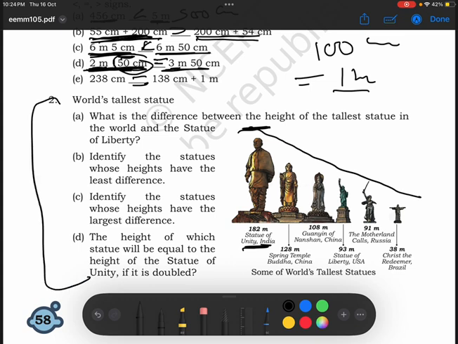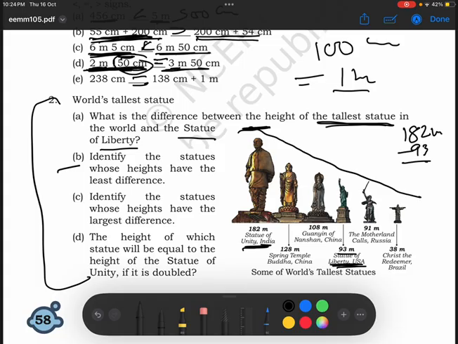First is, what is the difference between the height of the tallest statue, that is the Statue of Unity, and the Statue of Liberty? So the Statue of Unity's height is 182 meters. Statue of Liberty, where is it? This one is the Statue of Unity, and its height is 93. So you will subtract this 93 from 182. You can do it easily.